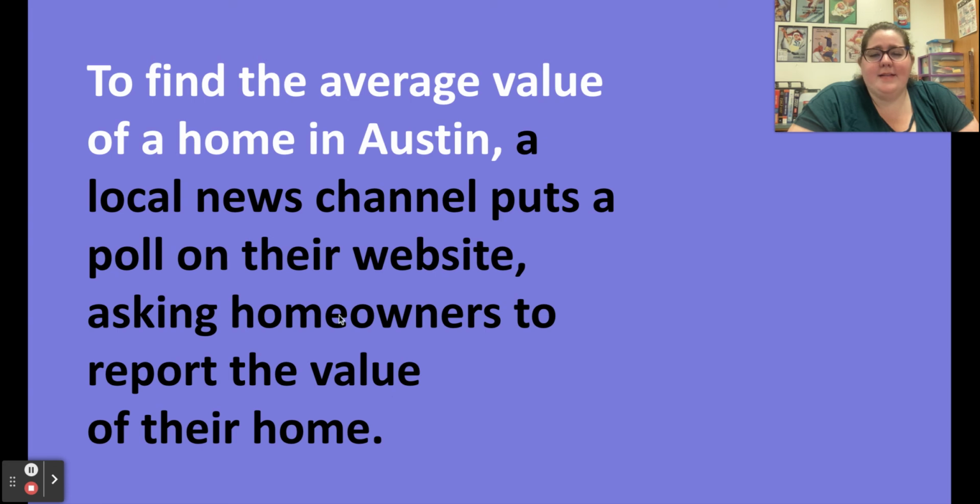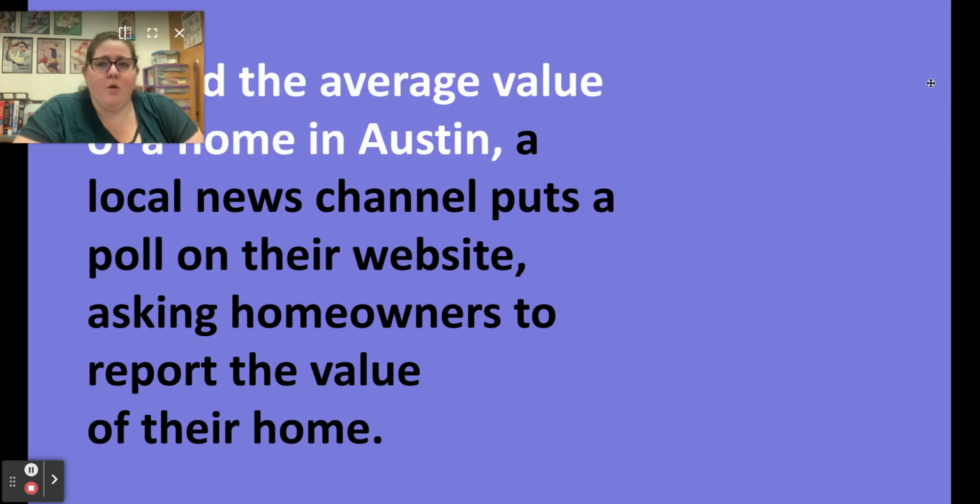All right, I think this is the last example. To find the average value of a home in Austin, a local news channel puts a poll on their website asking homeowners to report the value of their home.